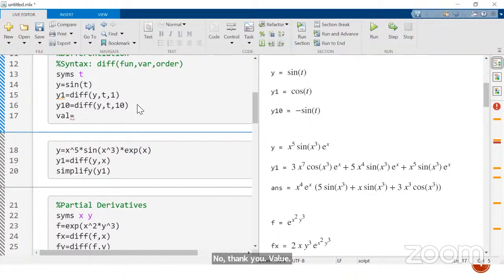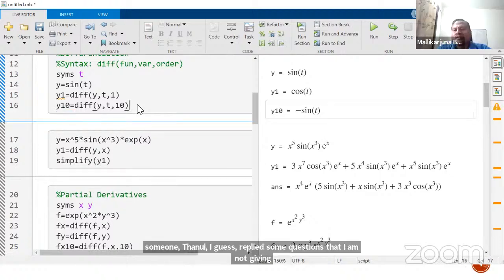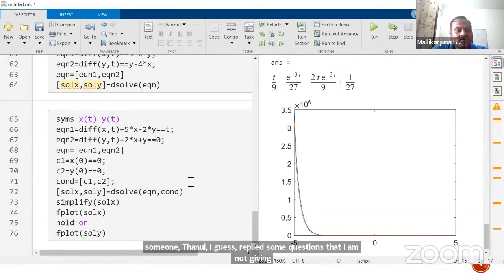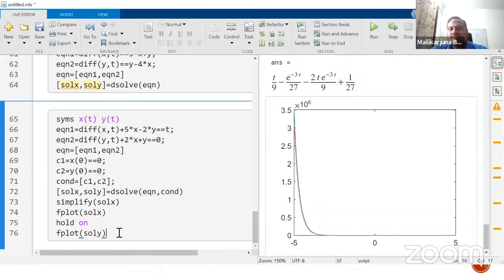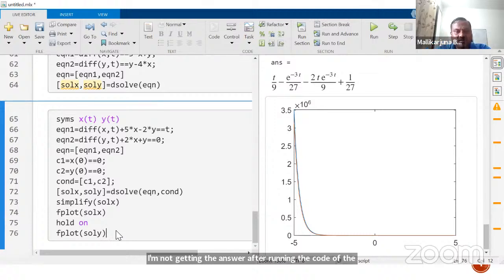Sir, Tanu Tyagi has replied with some questions. Sir, I'm not getting the answer to the last question. I'm not getting the answer after running the code of the equation. Just check it line by line whether it is correct or not. Then I can clarify any doubt.